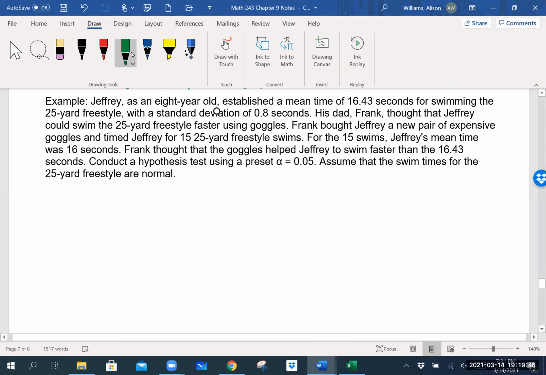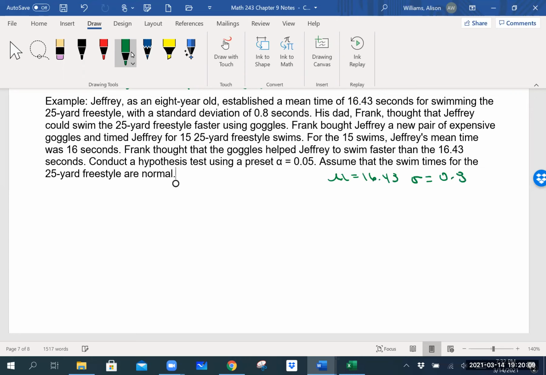All right, so Jeffrey, as an 8-year-old, established a mean time for swimming the 25-yard, with a standard deviation. Okay, so we are given his mean and standard deviation. Let me just write that down. His mean is 16.43. Standard deviation is 0.8. Okay. His dad thought he could go faster with some goggles. He bought him a nice pair. He had him swim for 15. So there's our sample, 15 swims. And in that, he got a mean time of 16 seconds. So that is our sample mean.